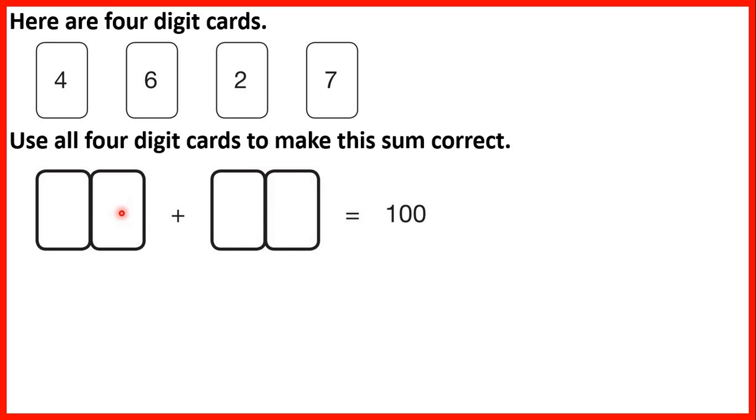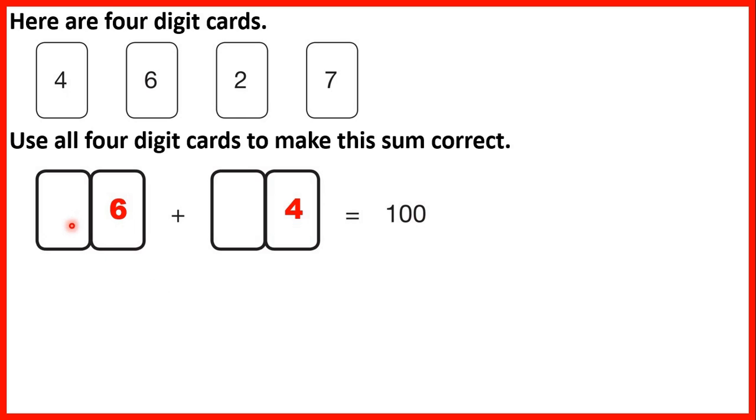The total of our ones digits needs to be 10 because that will give us 0 as the ones digit of our answer. So we can have 6 and 4 as our ones digits because 6 plus 4 is 10. So that will give a number that ends in a 0.